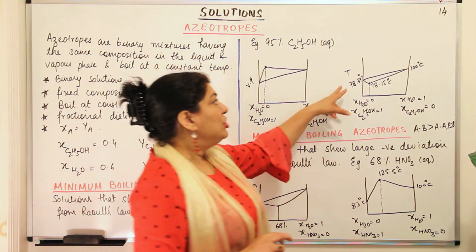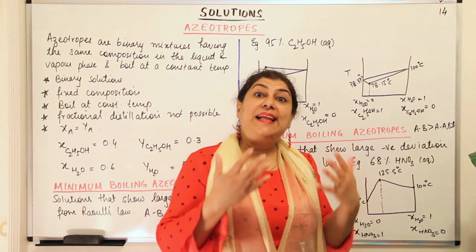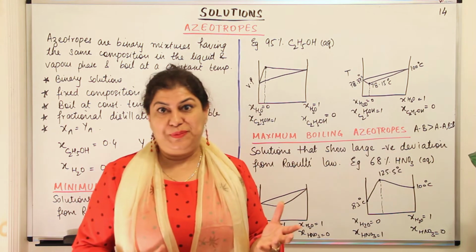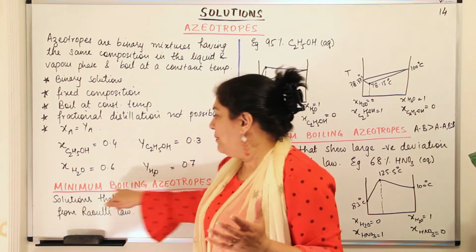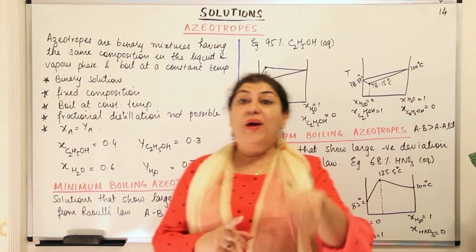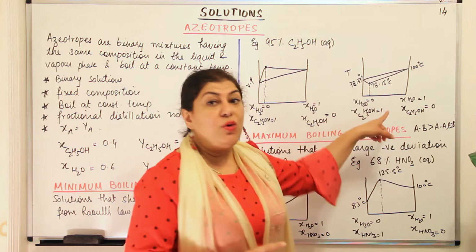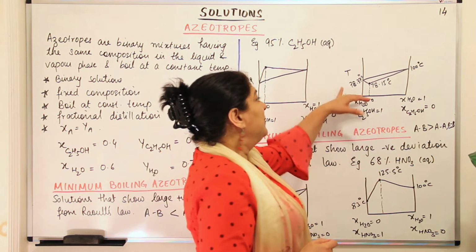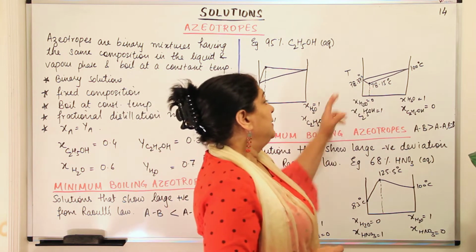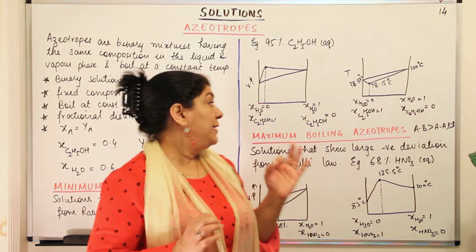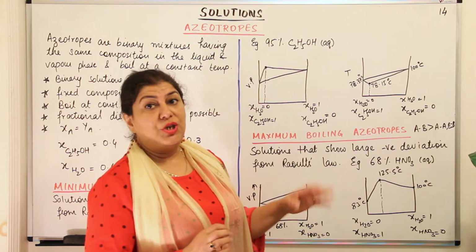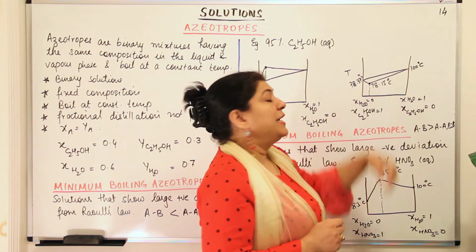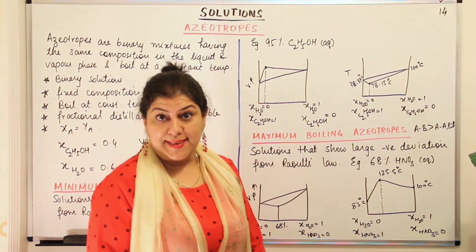This boiling point is lower than either of the components, and that is why it is called a minimum boiling azeotrope. It is called a minimum boiling azeotrope because it boils at a temperature which is lower than the boiling point of either of the components. And that is forming at 95% ethanol mixture, or at that composition, the boiling point reduces to 78.15 degrees Celsius.